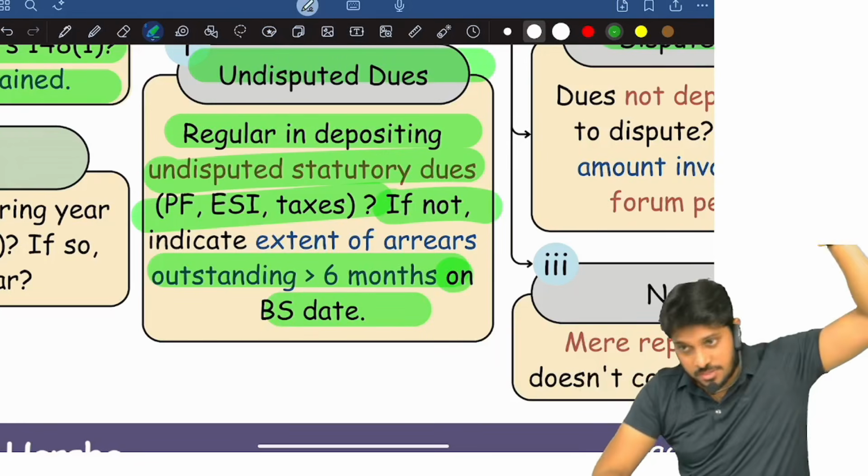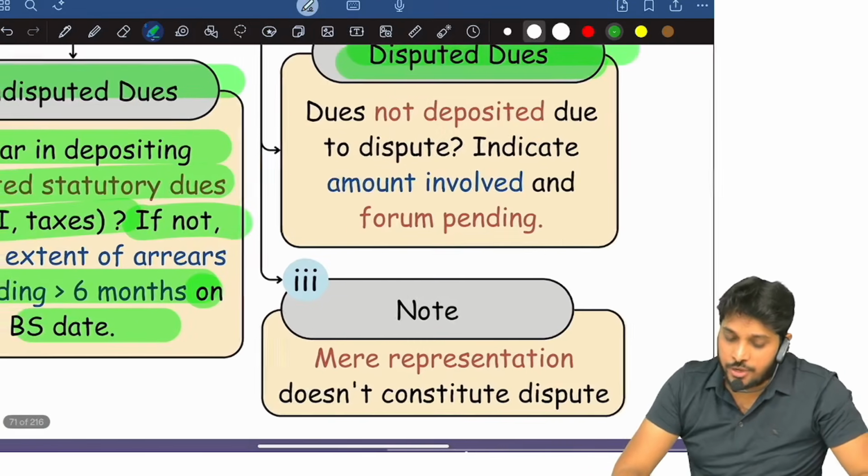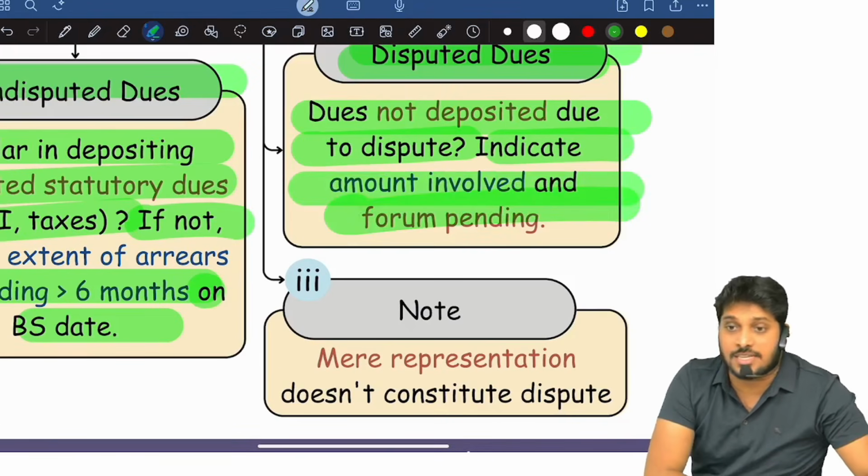That outstanding was six months before the due. Okay, that auditor has to report it. Next, further, disputed dues. Dues not deposited due to dispute. Indicate amount involved and forum where the dispute is pending.